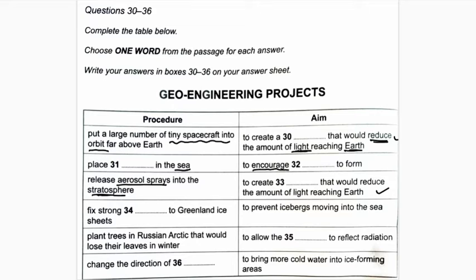So I will not mark some keywords here because the similar keyword we have already mentioned. Then plant trees in Russian Arctic that would lose their leaves in winter, right? This is the procedure, and allow the dash to reflect radiation. Okay, change the direction to bring more cold water ice into ice forming areas. So these are the fill in the blanks.